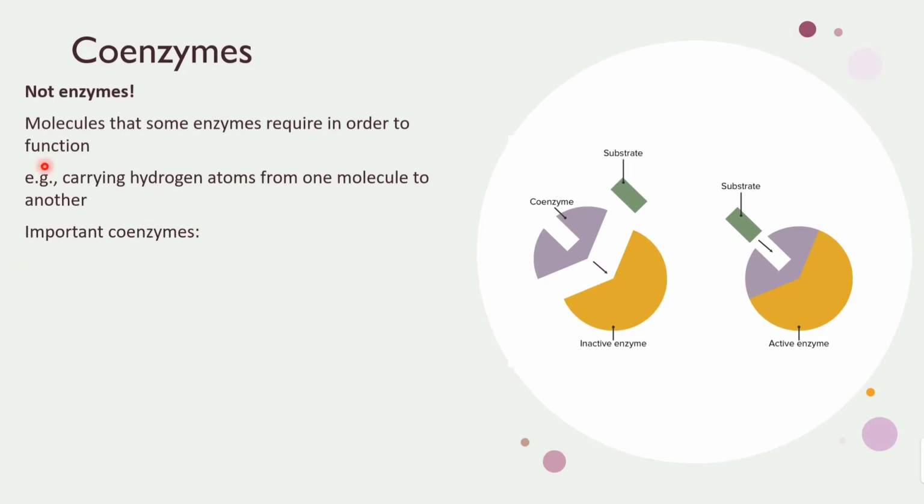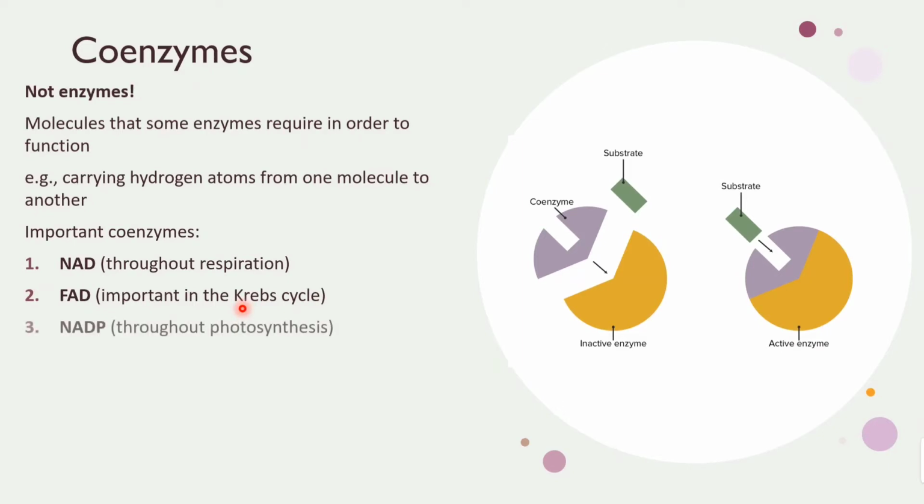The important coenzymes that you will have to remember are NAD, which is used throughout respiration and will be the coenzyme we're looking at in today's process; FAD, which is important in the Krebs cycle, a later stage of respiration; and NADP, which is seen throughout photosynthesis. These are the three important coenzymes used in chemical reactions that we will be studying.